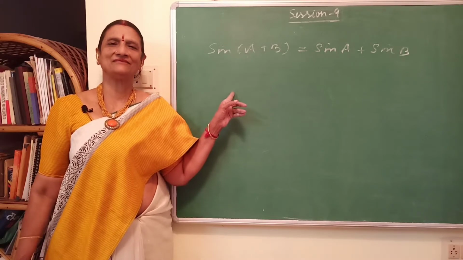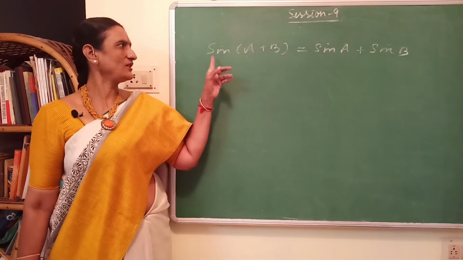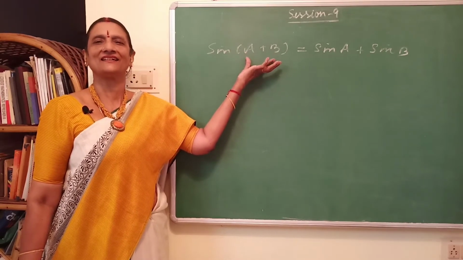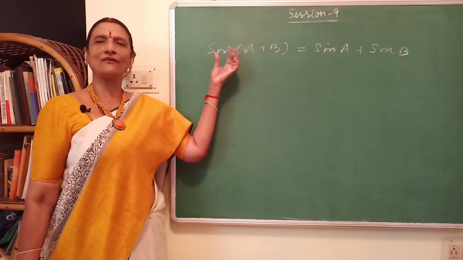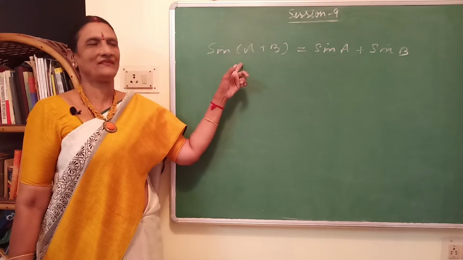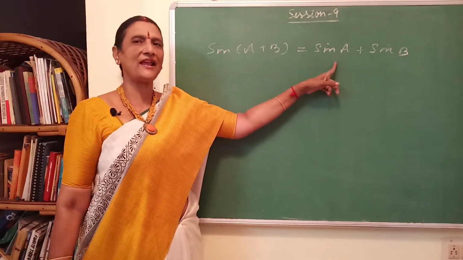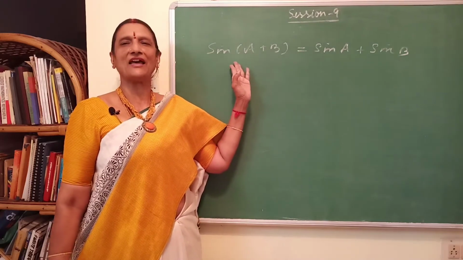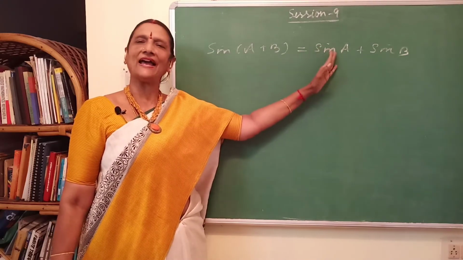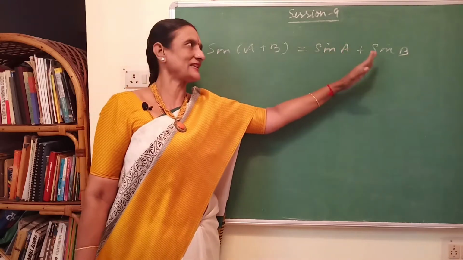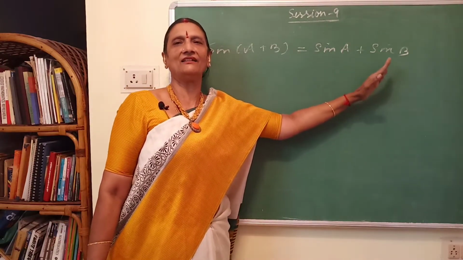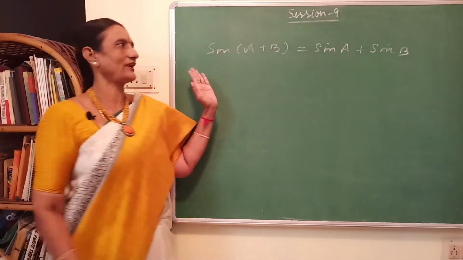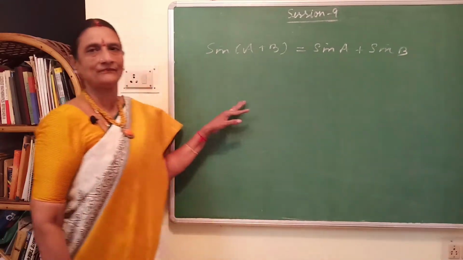What is the reason? Sine of A plus B, where A plus B denotes the angles, is together one particular value. When you say sine of A plus sine B, it may not be equal to this value at all. It is sine of one angle value plus sine of another angle value B. So it is not true. That is the answer. You have to write it as false.